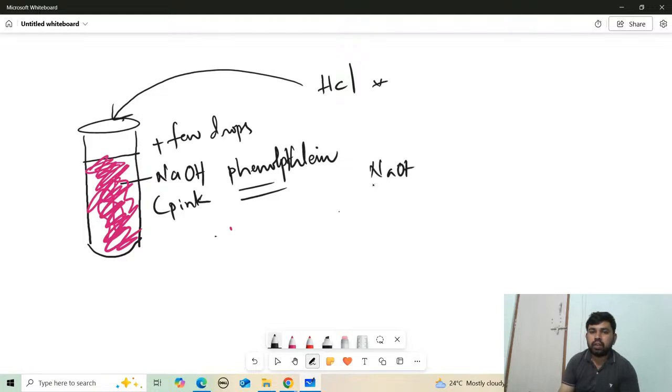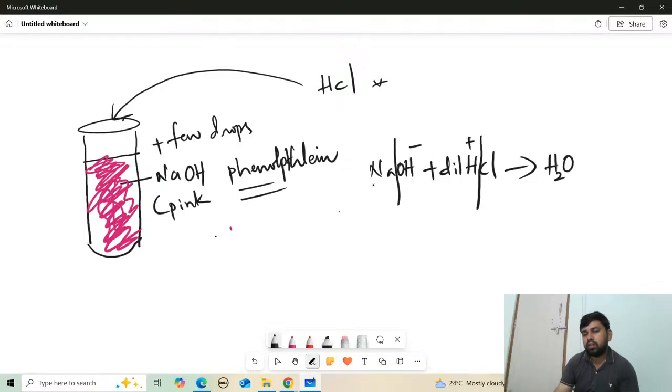NaOH was there. We added dilute HCl, right? Then what happens here? You can see acid produces H+ and base produces OH-. Both will combine and form water, and they'll form a salt called NaCl.